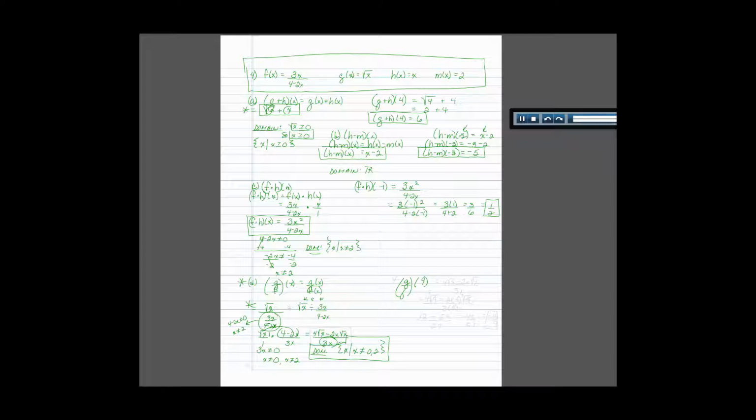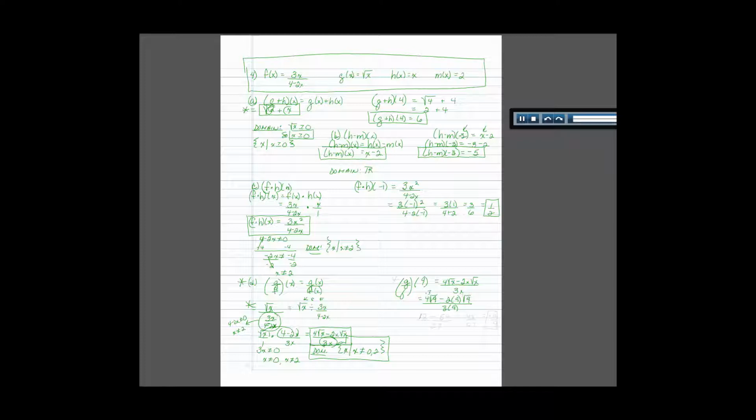All right, let's find G over F of 9. Let's go back to what we got. This is what we got. It's kind of complicated, but that's what we got. 4 radical x minus 2x radical x all over 3x. Now we're going to plug in a 9. So it's going to be 4 square roots of 9 minus 2 times 9 square root of 9 all over 3 times 9. All right, that's a 3.